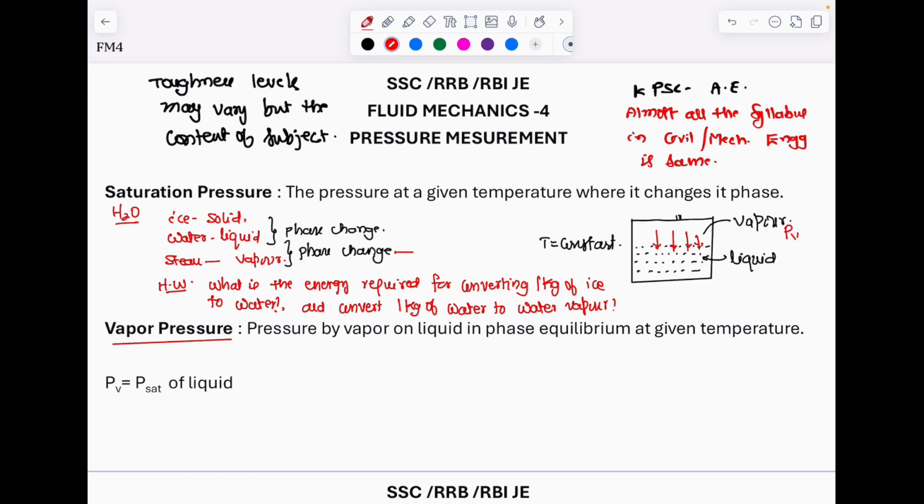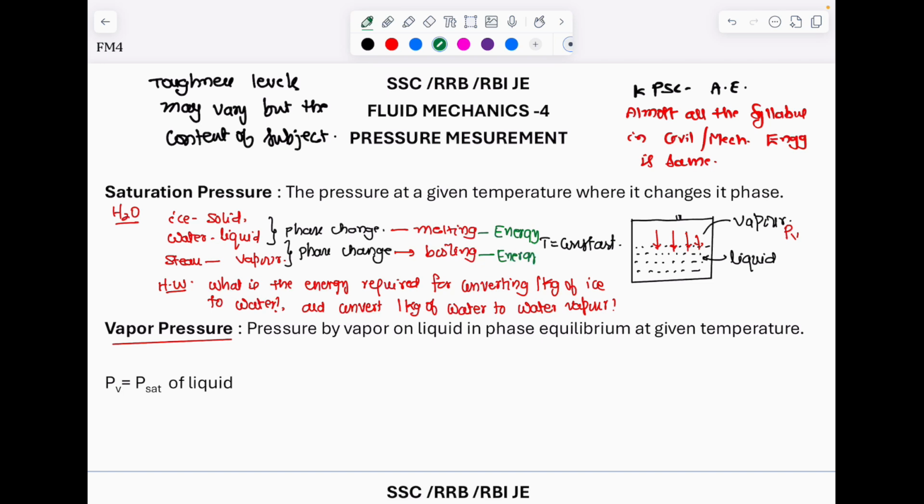This phase change is called boiling. This phase change is called melting. From ice to water it is called melting. From water to vapor it is called boiling. For melting also energy is required. For boiling also energy is required.